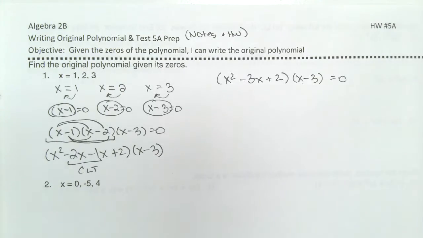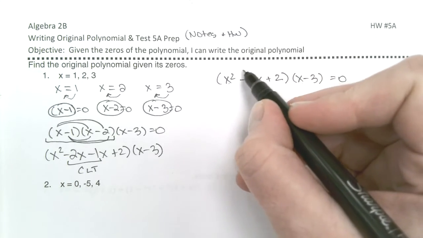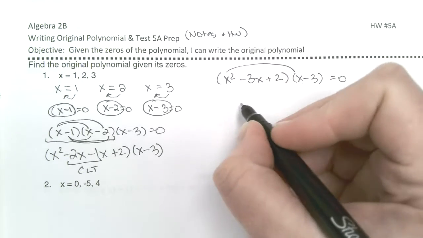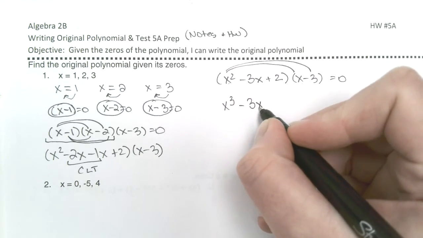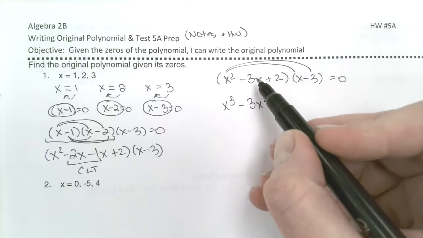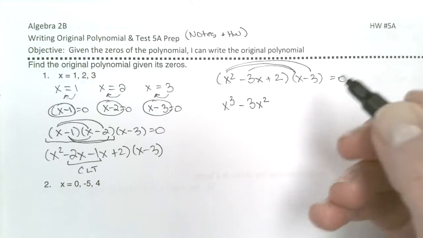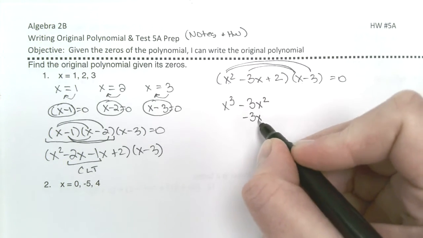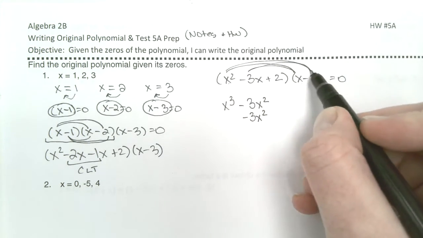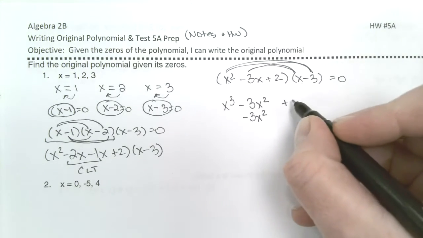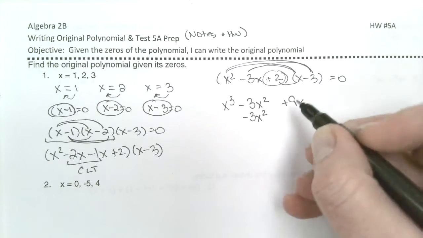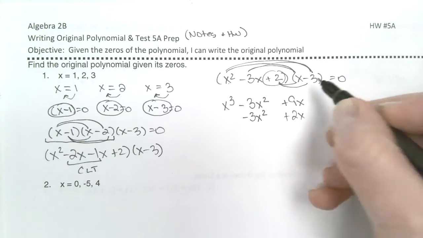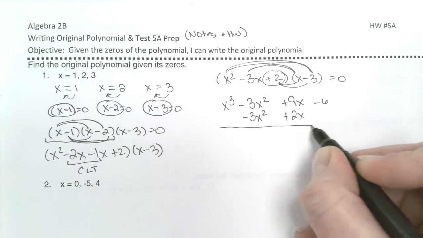So then I have x squared minus 3x plus 2 times x minus 3. So just keep yourself organized. Multiply every term in the first times every term in the second. X squared times x is x to the third. X squared times negative 3 is negative 3x squared. Now I'm going to take negative 3x times x, and I get another negative 3x squared. Negative 3x times negative 3 is a plus 9x. Now move on to your 2. 2 times x is 2x, and 2 times negative 3 is negative 6.